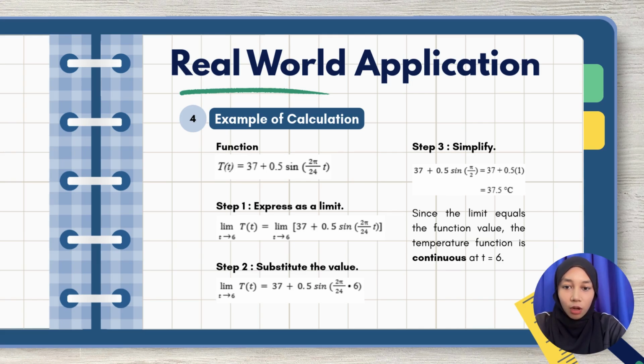And sine of pi over 2 equals 1. So, the final value becomes 37 plus 0.5 times 1 equals 37.5 degrees Celsius. This means that at 6 am, the body temperature is 37.5 degrees Celsius. Since the limit equals the function value, the temperature function is continuous at t equals 6.